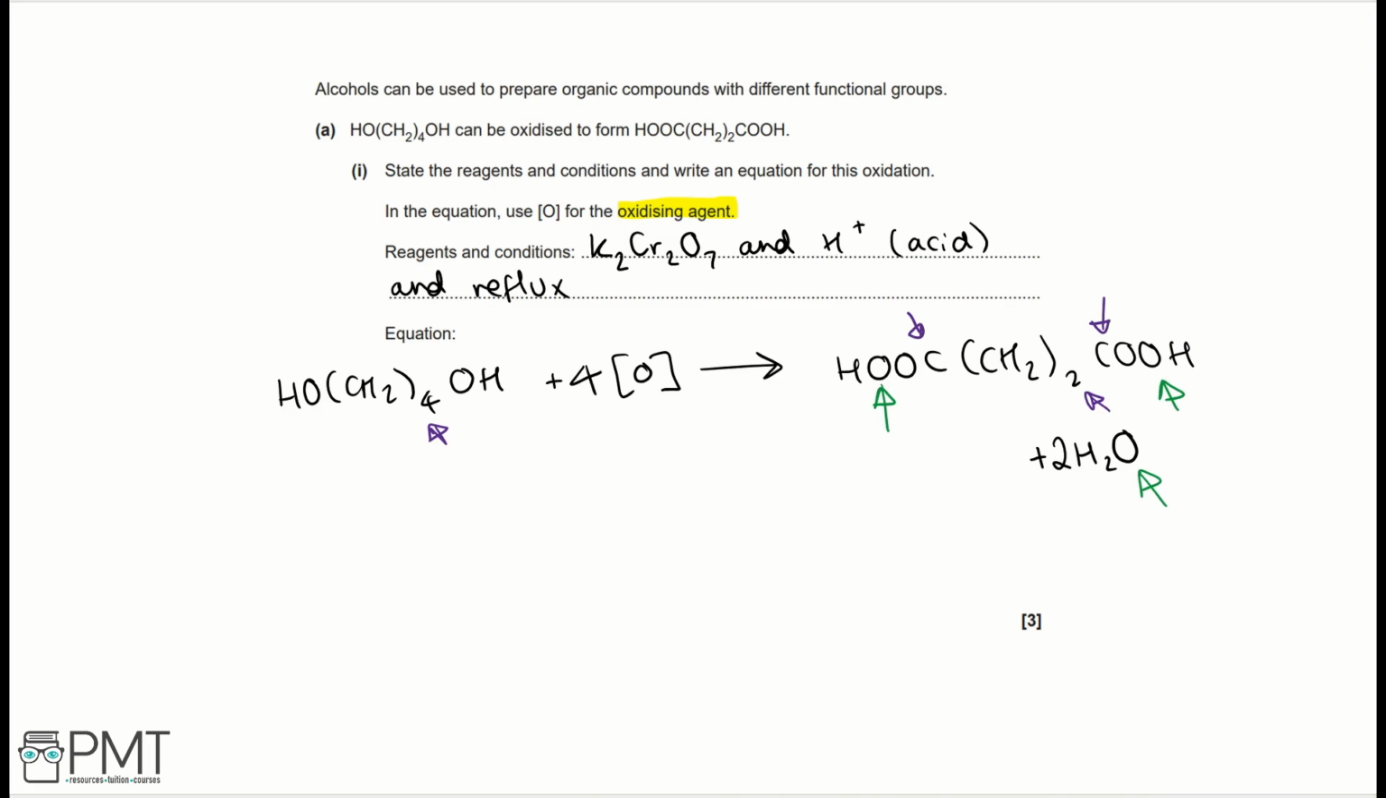So in this question, you get your 3 marks, your first mark coming from your reagents and conditions, your second mark coming from writing the oxidizing agent as brackets O, and writing water, so that gets you your second mark. And then your third mark comes from correctly balancing the equation.